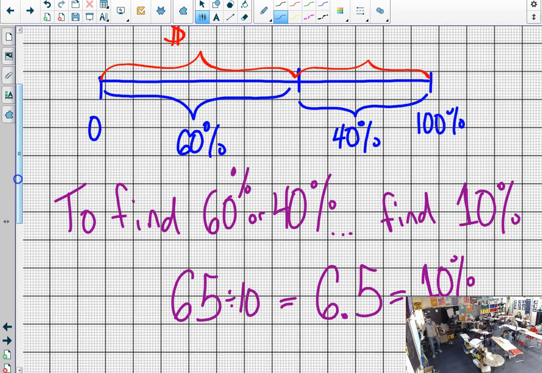Now, this is technically money, so we should really write it $6.50, since a lot of you will see that as feedback on your masteries, that we need to make sure we have that second decimal place. Even if it's a 0, money has 2 decimal places.